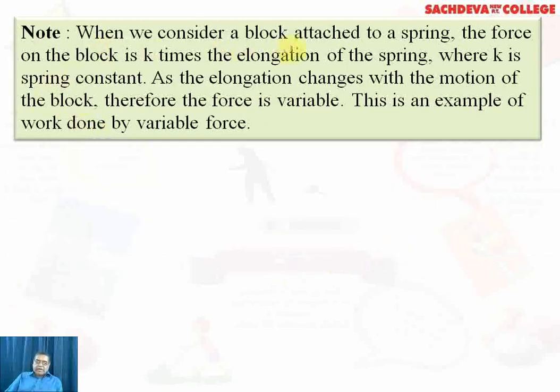Now, when we consider a block attached to a spring, the force on the block is K times the elongation of the spring, and K is the spring constant. Spring constant is basically force per unit displacement, and its unit is Newton per meter. In order to find its dimension, we put the dimension of force and the dimension of displacement. As the elongation changes with motion of the block, the force is variable. This is an example of work done by a variable force.